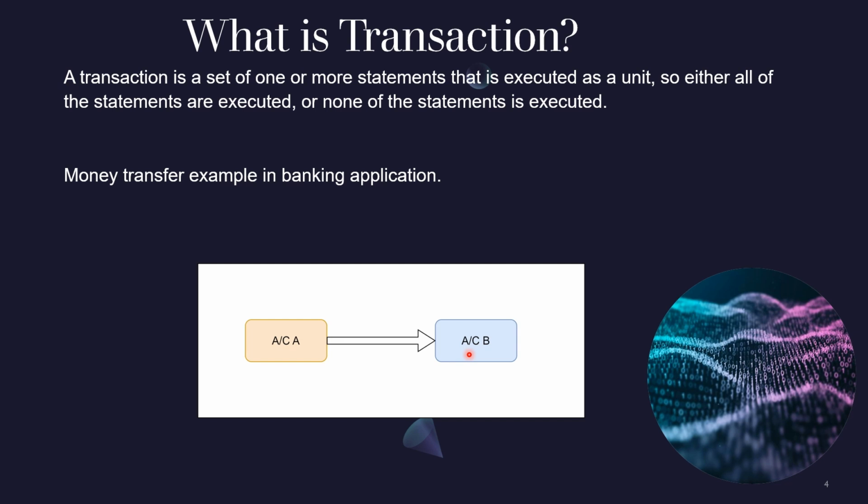So when we are considering this operation as a transaction, it means that all the operations should be done or none of the operations is done. For example, there will be a deduction from account A and a credit to account B. If any of the operations is not done, then the database will be in an inconsistent state. For example, if the money is deducted from account A but not credited into account B, then there will be an inconsistent state for the database.